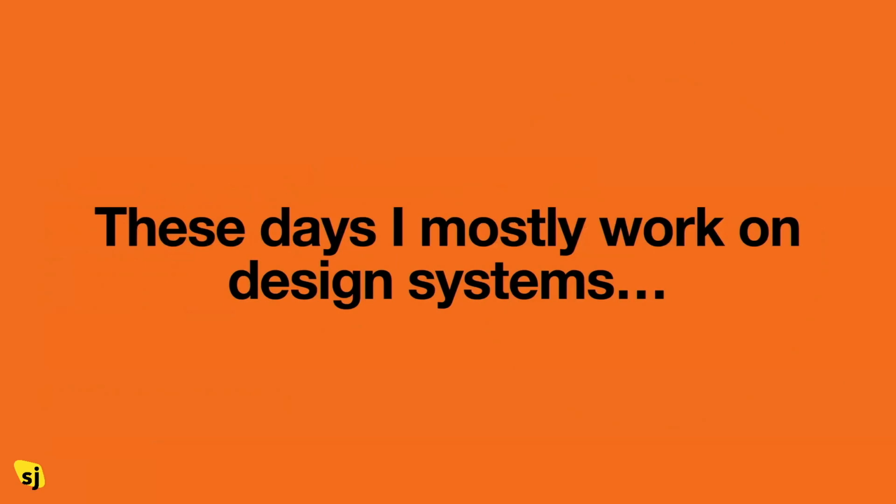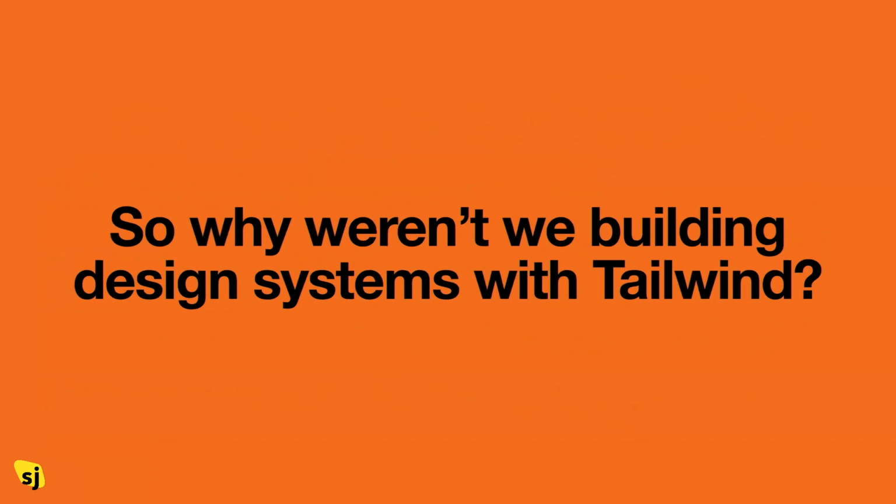And these days I mostly work on design systems. But up until recently, we almost exclusively used Emotion for these sorts of projects. And I'm a big fan of Tailwind. I've got the shirt and everything. So why weren't we using it for design systems? What made Emotion better for that kind of thing? What made Tailwind maybe not appropriate up until at least recently?